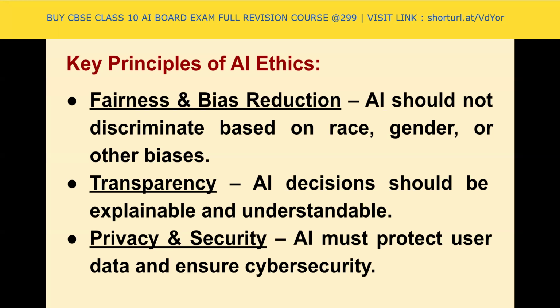Okay, so first, it should not be biased towards any particular gender, race, or other kind of biases which are there. And obviously, this should be explainable, why the result is this result. So there should be an explanation. And obviously, when we are using AI, people are putting a lot of data in different AI applications. So it should be safe and secure, so that the security and privacy of the data can be maintained.